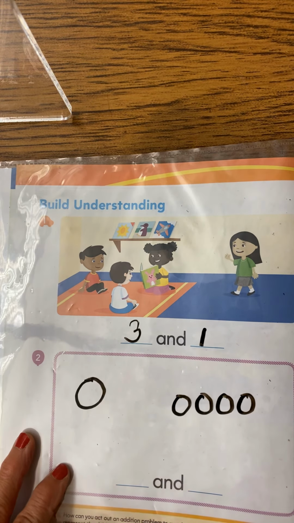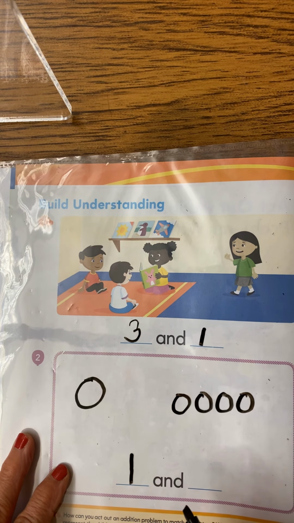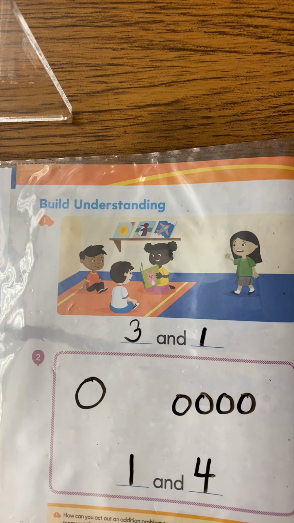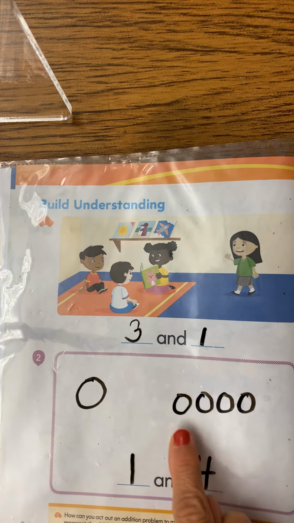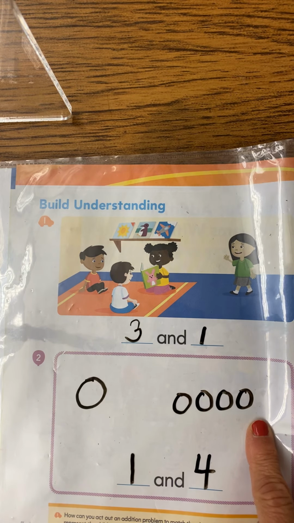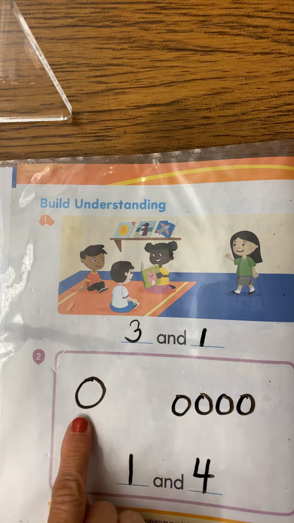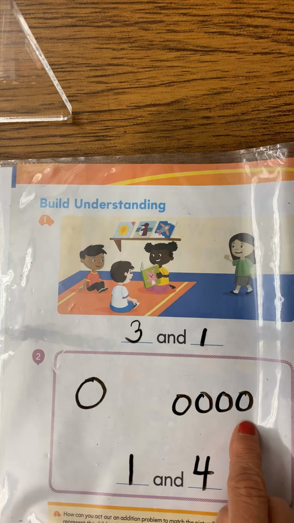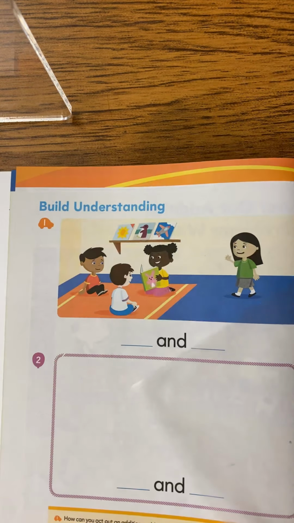How many are in this group? 1. How many are in this group? 4. Good job. So there are 4. There's 1 duck in the pond. 4 more come to join them. How many would we have all together? Let's count them. Ready? 1, 2, 3, 4, 5. Very good, boys and girls. So let's listen to the next one.